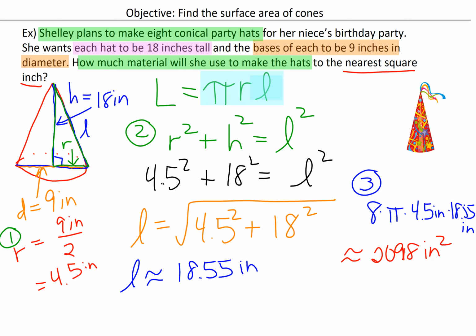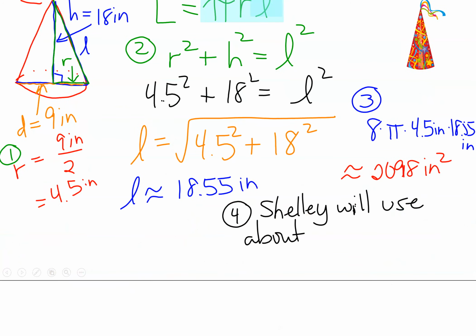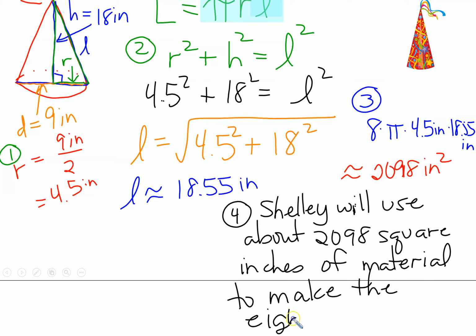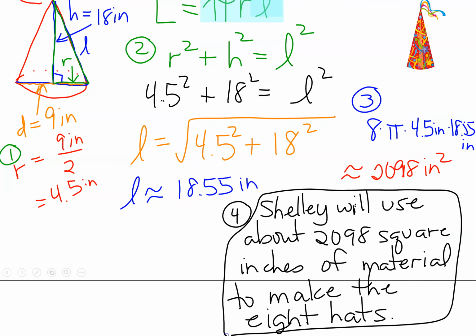And now we can write our conclusion. So again, this is the material that Shelley will need or be using to make the hats. So I'm going to say Shelley will use about 2,098 square inches of material to make the hats. And you might even want to be more specific and say to make the 8 hats. All right, let's move on to what is next.